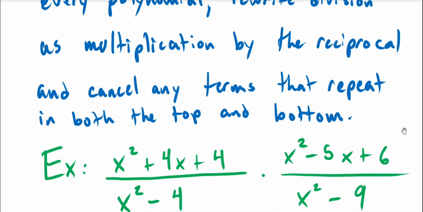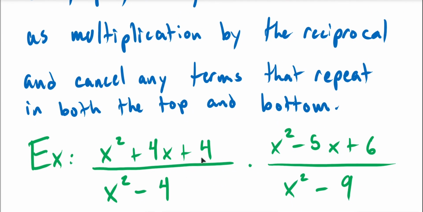So let me give you an example. Here is the multiplication of two rational functions. I have x squared plus 4x plus 4 as the numerator here over x squared minus 4, times x squared minus 5x plus 6 over x squared minus 9.